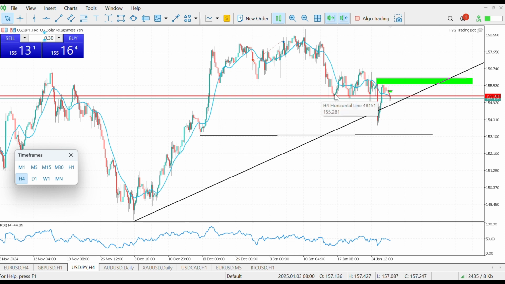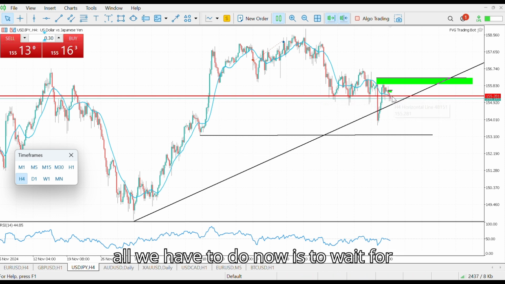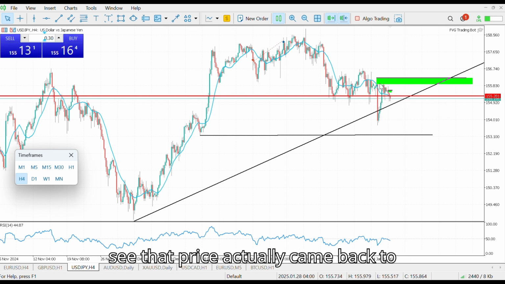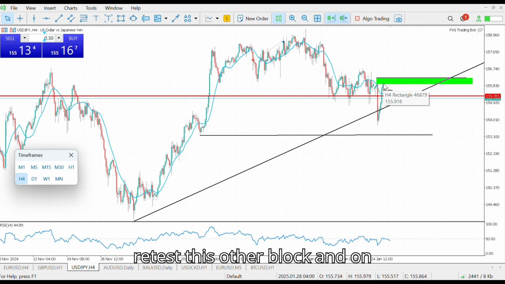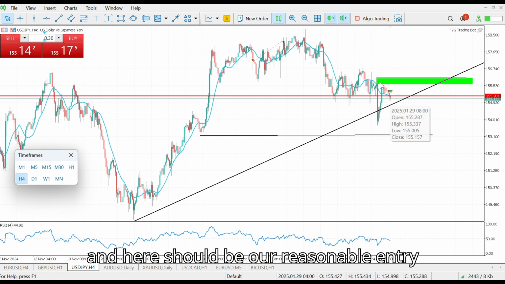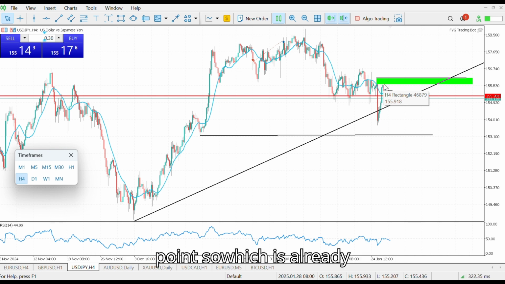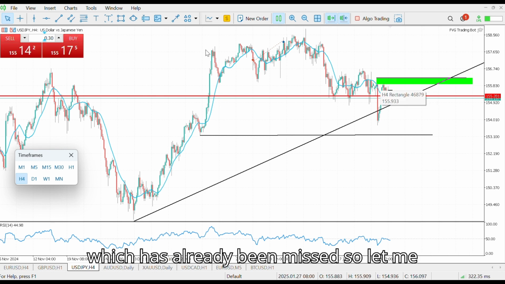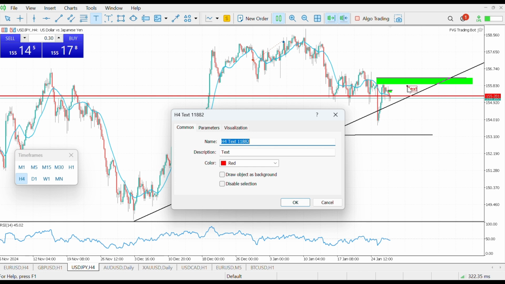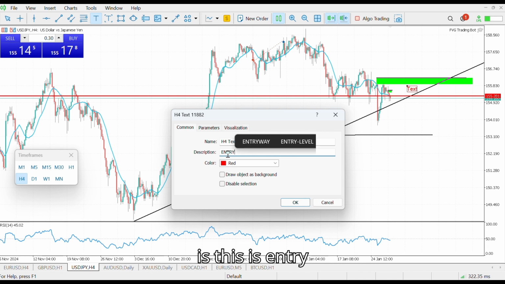So now all we have to do is to wait for price. I should have made this analysis earlier. You can see that price actually came back to retest this order block, and on testing it, price came back down to the downside. And here should be our reasonable entry point, which has already been missed. So let me just put an indicator here. This is entry.